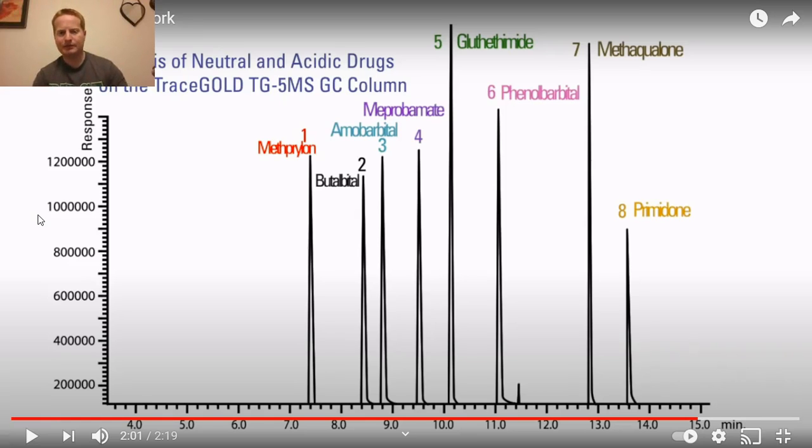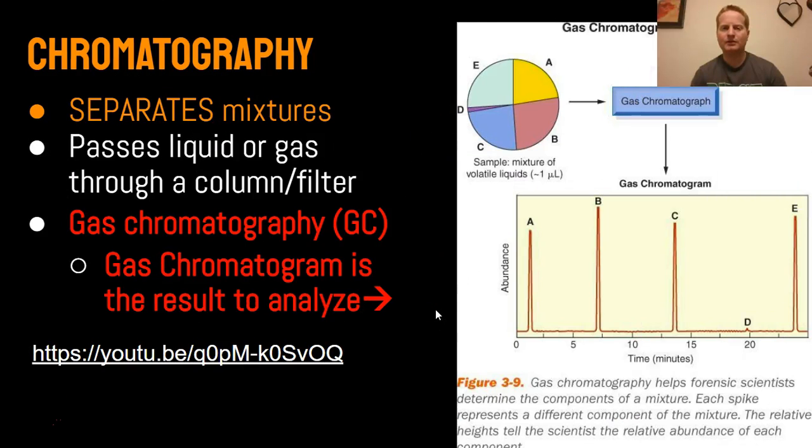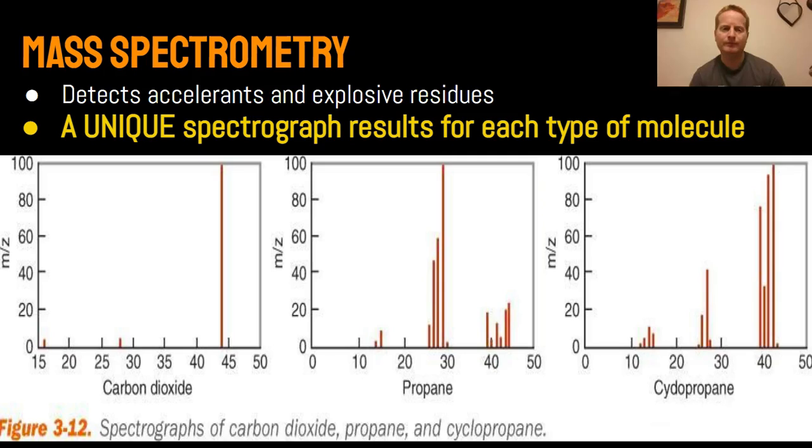Okay, so let's head back and look at the other definitive type of test. So that was gas chromatography. Again, it's just a separation technique. Mass spectrometry, or mass spec, is more of a complete analysis technique. We're analyzing the accelerants present, and again, it's telling us exactly which ones are present.